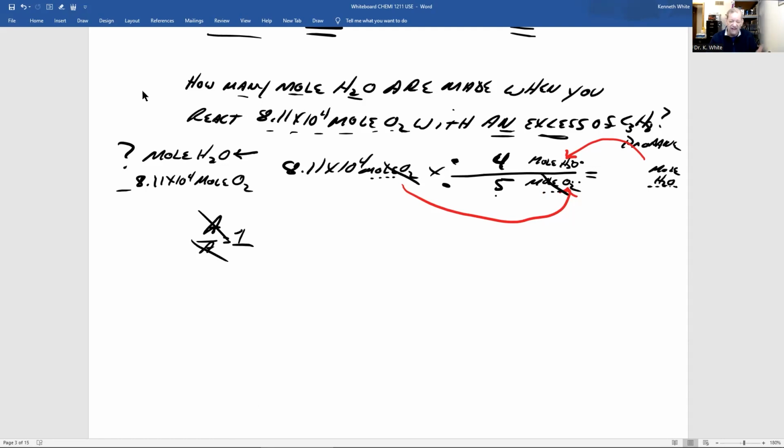So now I'll pick up my calculator, clear it. 8.11 times 10 to the 4th times 4 divided by 5. And my calculator gives me this answer.